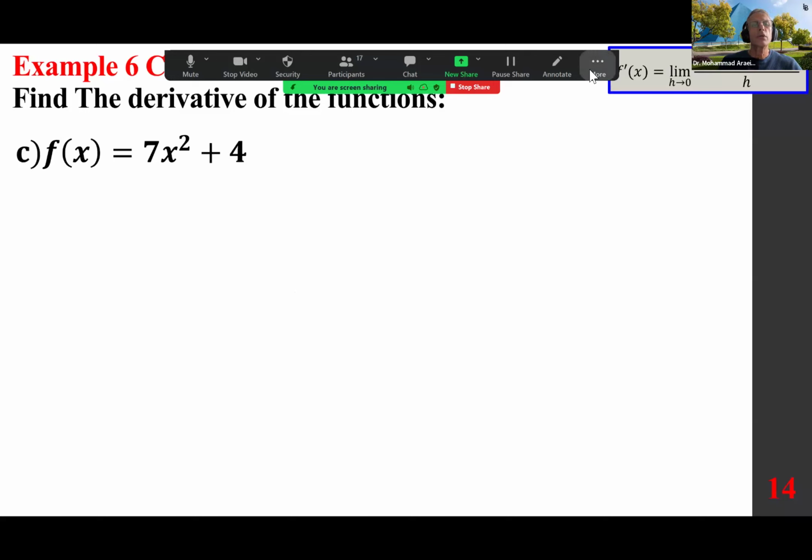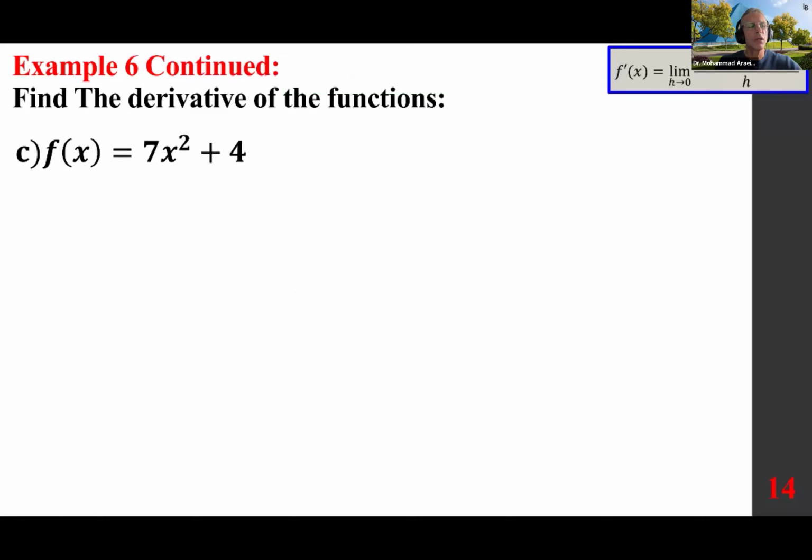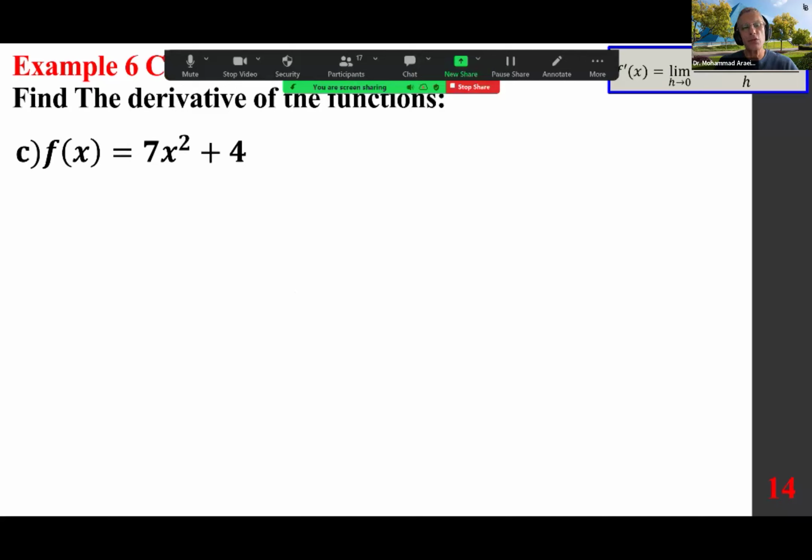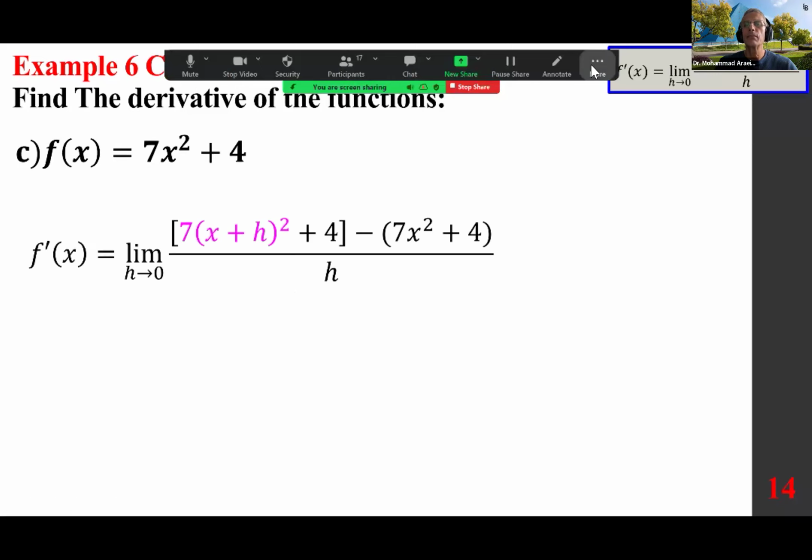All right, class. So let's put this into the definition, the limit of f of x plus h minus f of x over h as h approaches 0, which simply put makes it the limit of 7 times x plus h quantity squared plus 4, minus the same thing, 7x squared plus 4, over h as h approaches 0. x plus h quantity squared is x squared plus 2xh plus h squared.